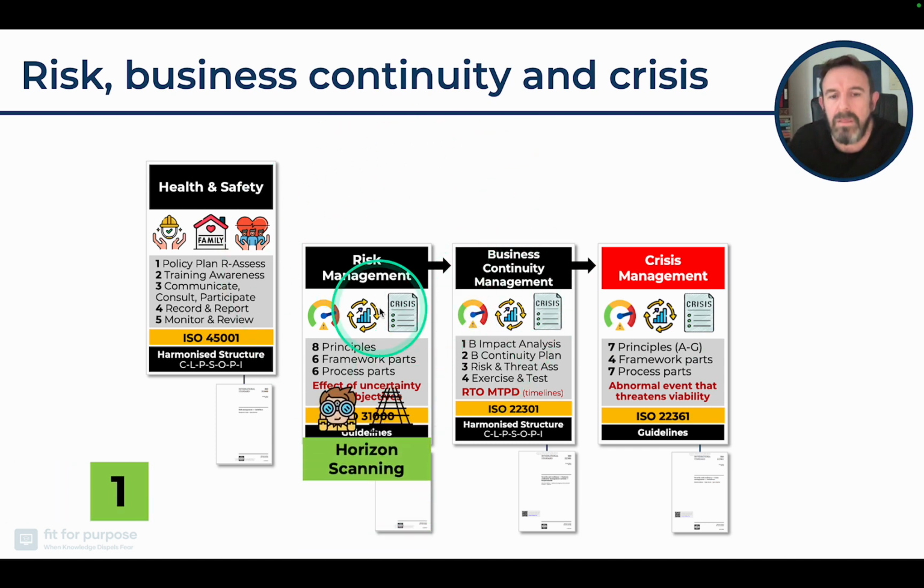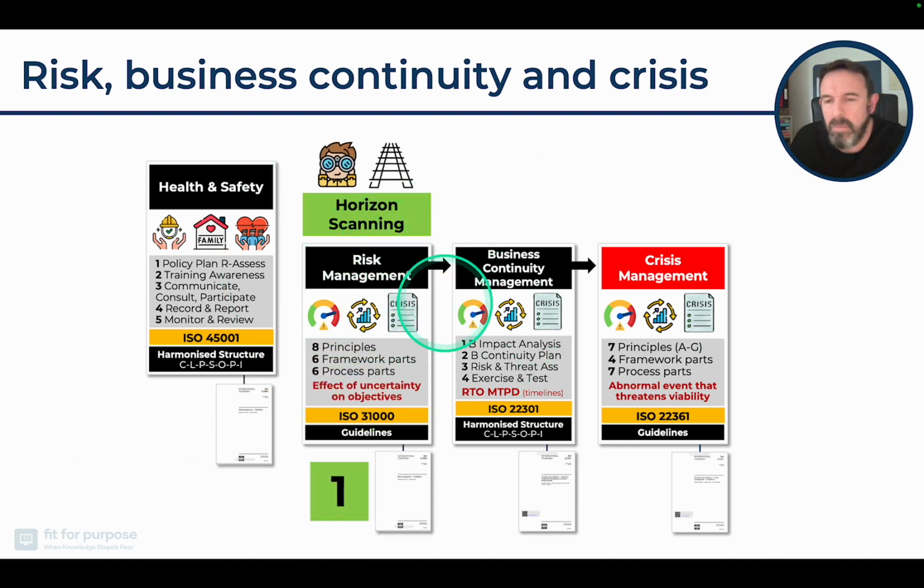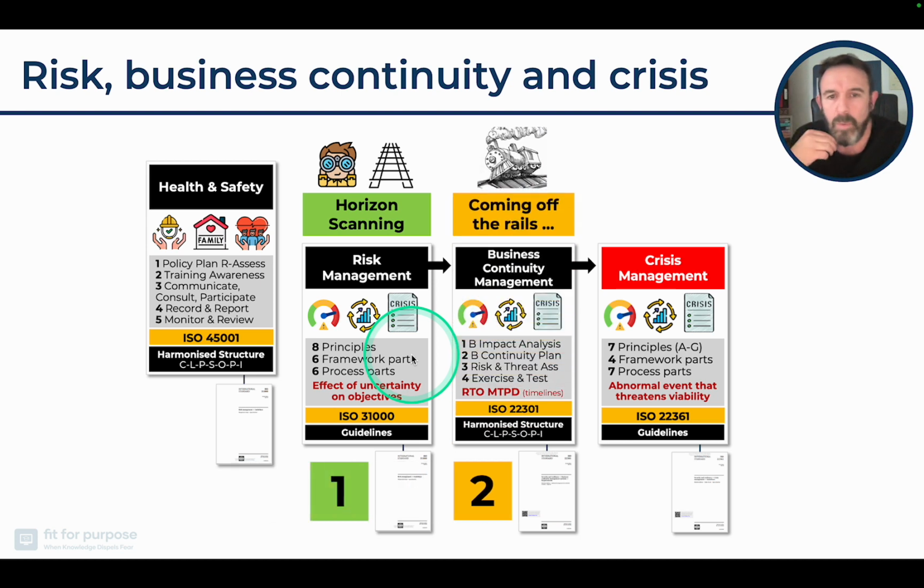The other way we can think about these is that when we're doing risk management, we are horizon scanning. Now, we don't want to get confused with just looking to the future, because part of the principles is also looking back, looking to the future, but also looking at the current state as well. So we can think of that as, I don't know, number 1.